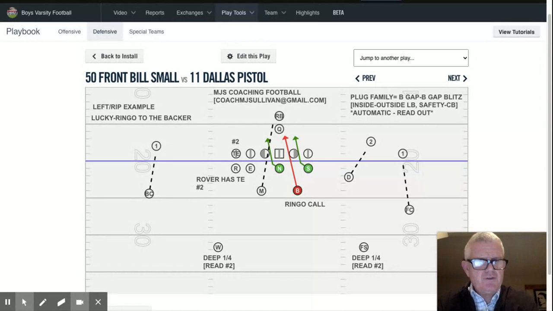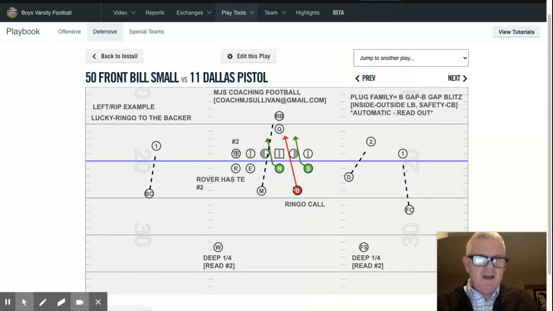So what I want to first talk to you about is how we call it. We use our base 50 front, okay? So we say 50, and then Bill small, and I clap. So the code system we use is men's names and/or a combination of names. Anything that begins with the letter B signifies that our backer is the blitzer. And as we say, if you don't know you're the backer, then we've got bigger problems, right? So Bill is the backer, okay?